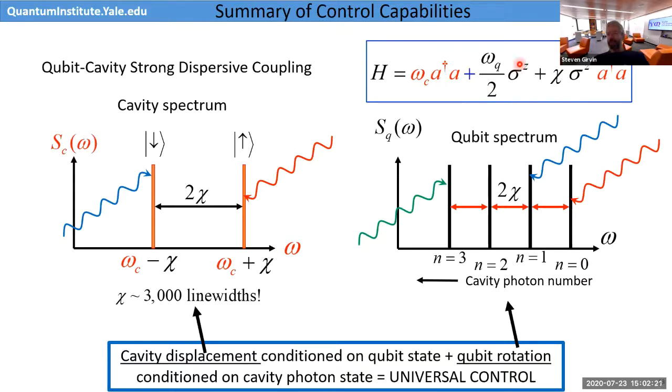And you can also apply a drive here, which gives you a sigma x term. So the A dagger plus A is just applying a voltage? Yes, exactly. A classical voltage applied to a pin coupled to the resonator just gives you a way to put a force on the oscillator and make it begin oscillating. So you can create and destroy photons with that A plus A dagger term. Okay, thank you.